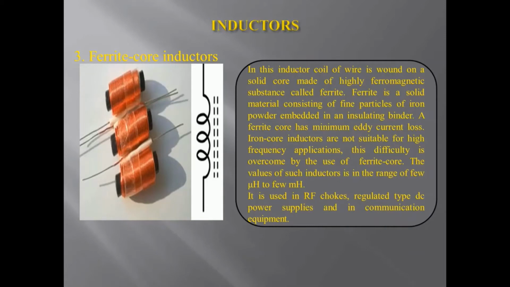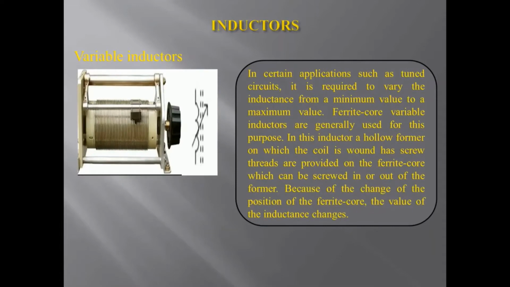It is used in RF chokes, regulated DC power supplies, and in communication equipment. So this is the basics of the fixed type of inductor. The next is the variable type of inductor. In certain applications such as tuned circuits, it is required to vary the inductance from a minimum value to a maximum value. Ferrite core variable inductors are generally used for this purpose.